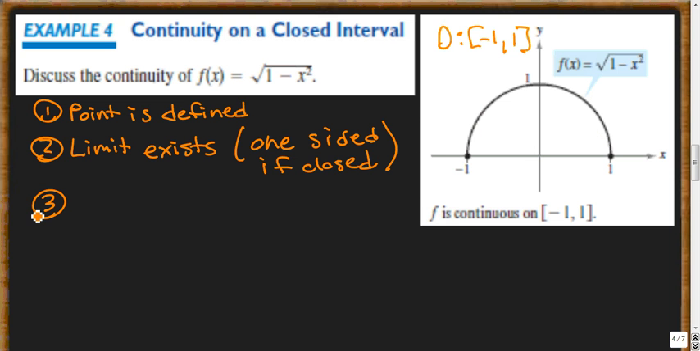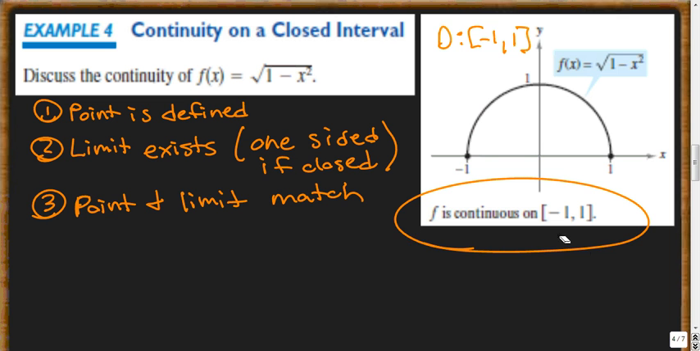And then 3, that they match, that the function value, so the point and limit match, which they do, right? The point exists and it's in the direction where the graph is going and it's right where it's supposed to be. So we're good to go. So this function is continuous on this interval.